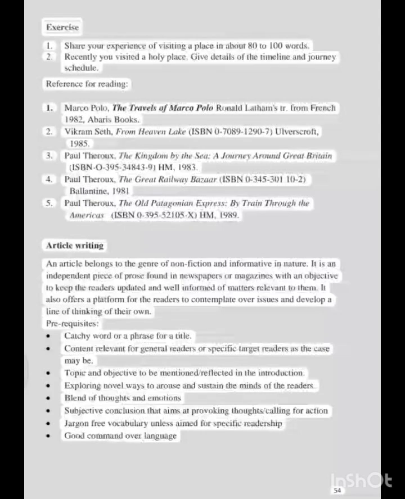Exercise 1. Share your experience of visiting a place in about 80 to 100 words. 2. Recently you visited a holy place. Give details of the timeline and journey. Schedule. Reference for reading. 1.